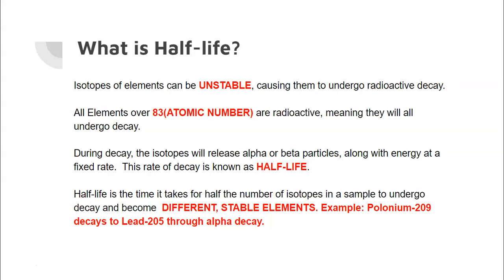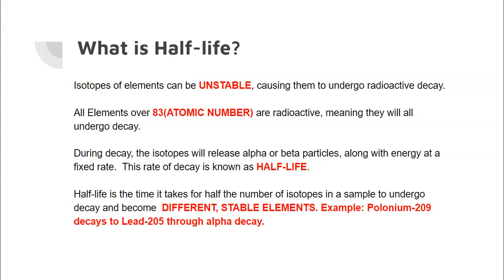So during the decay, the isotopes are going to lose either an alpha particle or a beta particle or some combination of both, along with energy. That's why we get gamma radiation and things like that, at a fixed rate. And this rate of decay is a half-life. It is the time it takes for half of the sample to become stable or to change. So it's the time it takes for half the number of isotopes in a sample to undergo decay and become different stable elements.